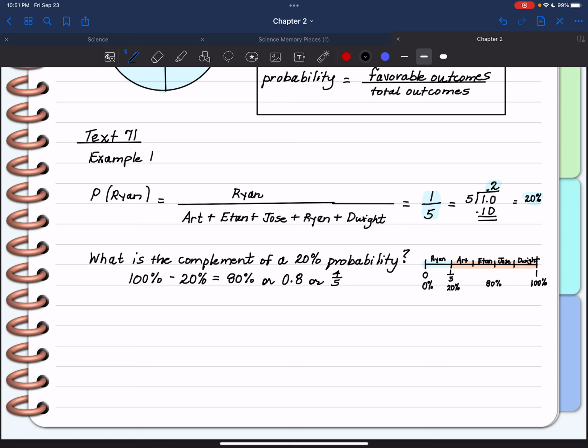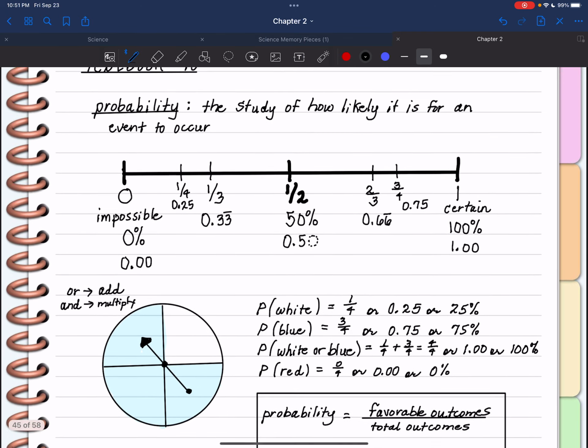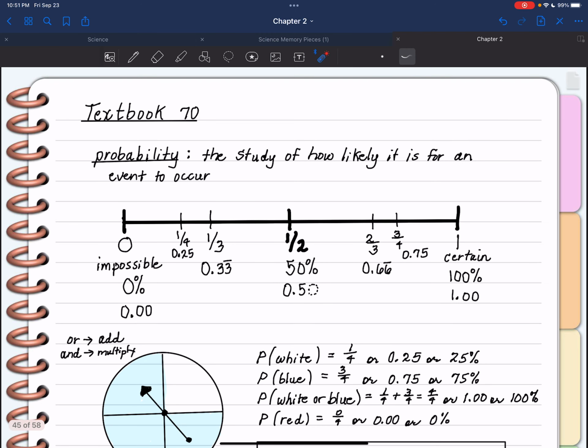All right, let's go over those facts at the bottom of the page. I'm just going to read through them and make sure we're okay on that. The first one says, if there is no chance that an event can happen, the probability is 0. And we already talked about that right here. If it can't happen, it's 0%. If an event is certain to happen, its probability is 1 or 100%.